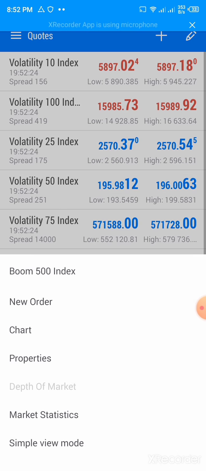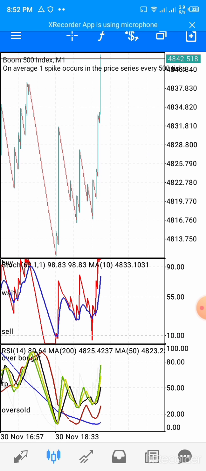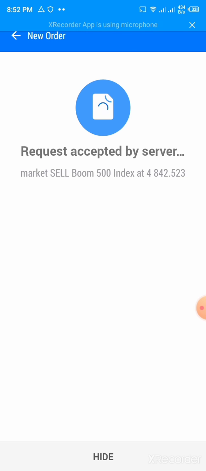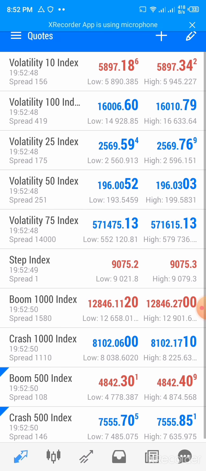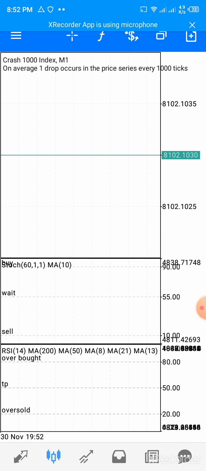Let me look at Boom 500 index. Okay, this market wants to sell now. Let me sell. Now you see, the Crash 500 index is now in profit. Then the Boom 500 index is in profit now. That's cool. That is how the strategy works for me. I looked at the indicator before I place a buy or a sell.